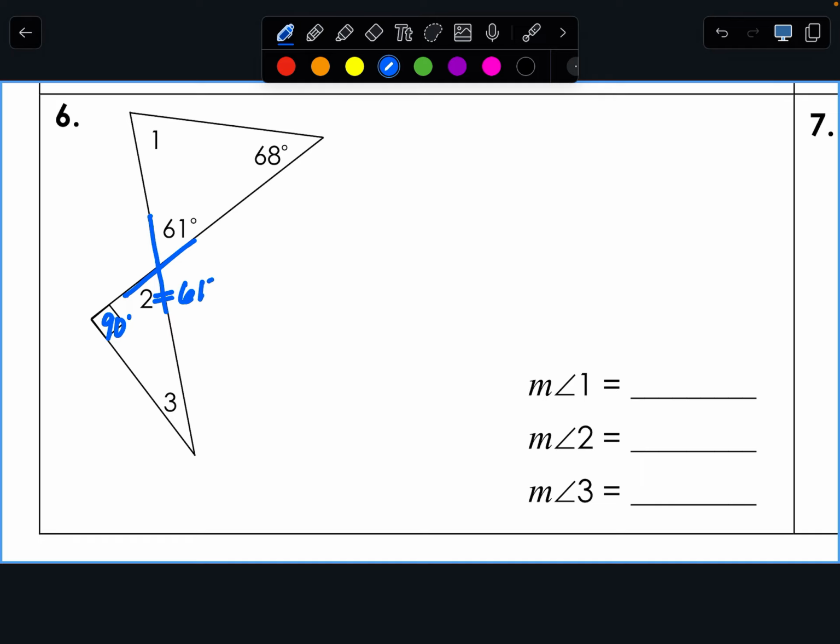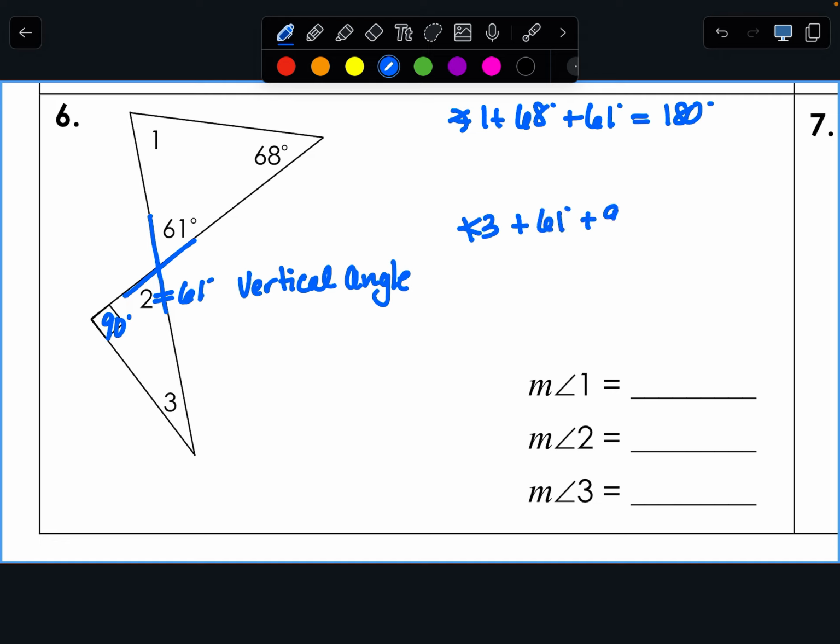So now I have two triangles that both have two angles. So now I can say that angle 1 plus 68 plus 61 is 180 degrees. And I can say that angle 3 plus 61 plus 90 is 180 degrees. So angle 1 is 51, angle 2 is 61, and angle 3 is 29.